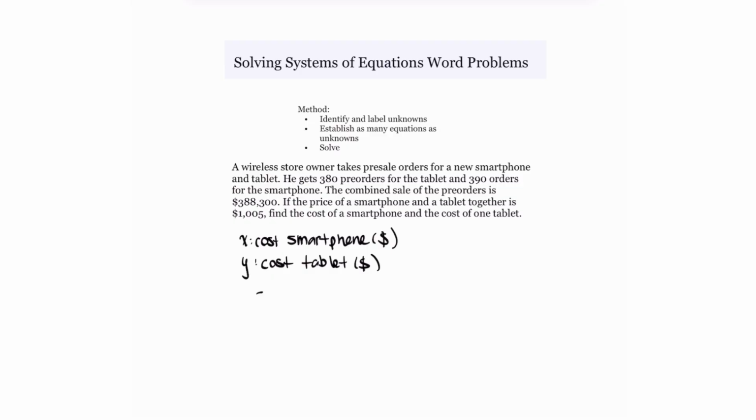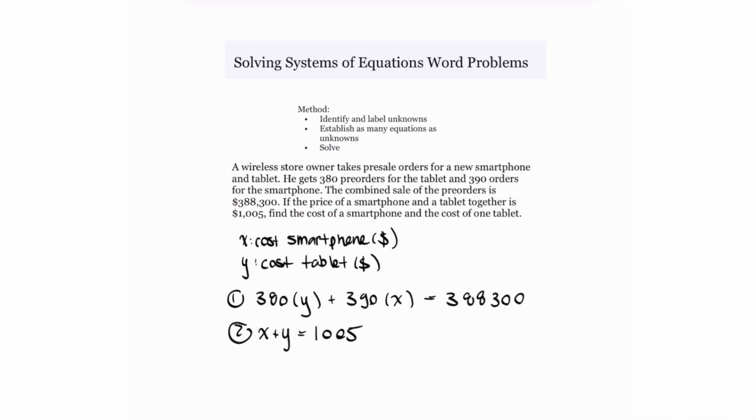We get 380 pre-orders for the tablet, so 380 times Y is going to be the amount made from the tablets in total for the pre-orders, and 390 times X is going to be the amount made for the smartphones. And we're told that this amount made, so the combined sale, is $388,300. So that's our first equation. And our second one is rather simple in comparison. We have that the price of a smartphone and a tablet together is $1,005.